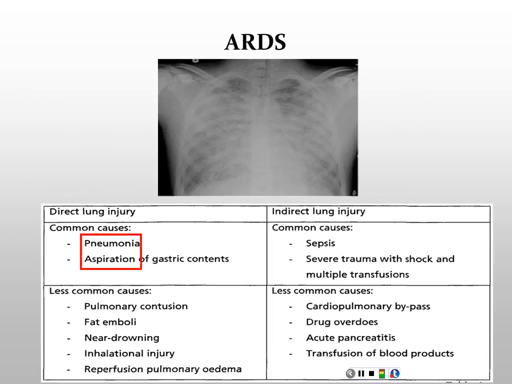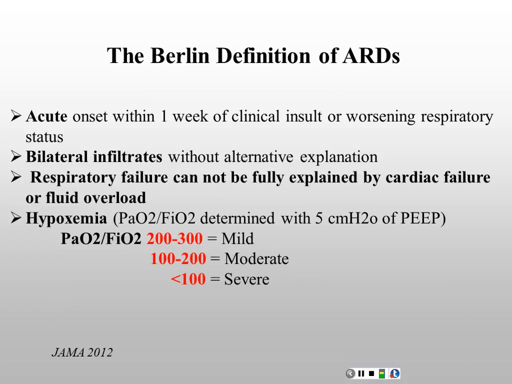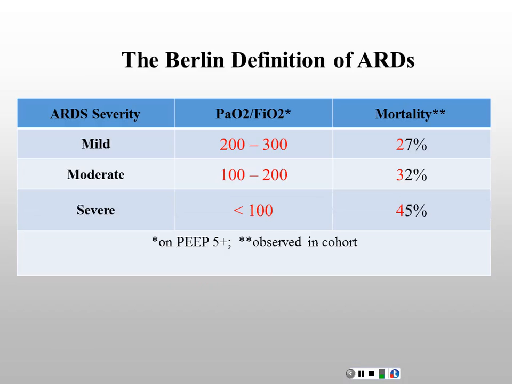ARDS: the most common causes are pneumonia and aspiration as local causes, and sepsis as a general cause. You have to remember the Berlin definition: acute onset, bilateral infiltrates, respiratory failure not in proportion with cardiac failure. You have to remember your PaO2/FiO2 ratio: less than 100, 100 to 200, 200 to 300, and this helps with predicting the outcome and prognosis. The easy way to remember is 2, 3, 4. So 20-something percent will be your mortality in mild, 30-something percent in moderate, and then severe in the 40s. So remember mild, moderate, severe: 2, 3, 4.